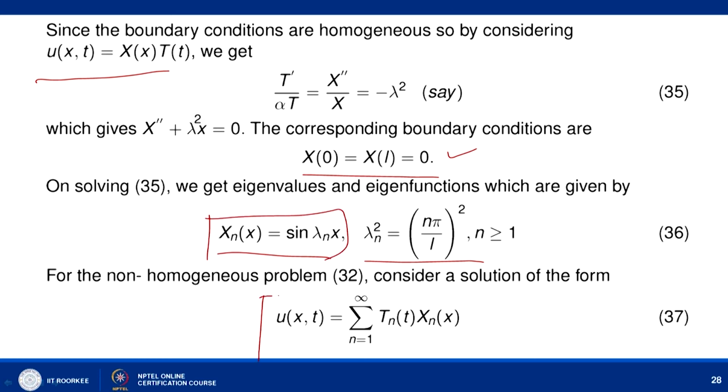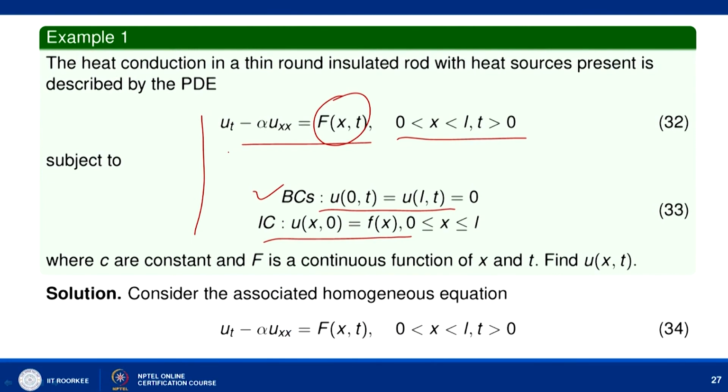And using the idea from the homogeneous part, now we can write down that for the non-homogeneous equation, consider a solution of the form u(x,t) = sum from n equal to 1 to infinity of T_n(t) X_n(x), where X_n(x) is given by sin(lambda_n x), while lambda_n is given by n pi by L. So, we need to find out T_n(t), so that this u(x,t) will satisfy the non-homogeneous equation number 32, that is u_t minus alpha u_xx equal to f(x,t).